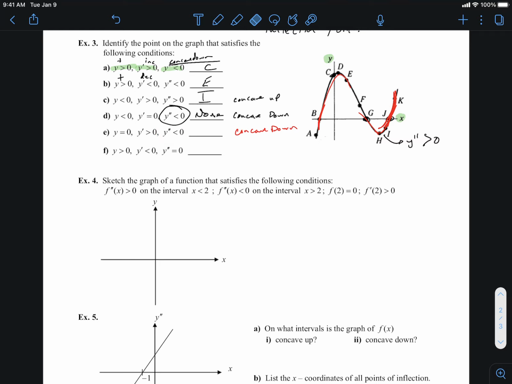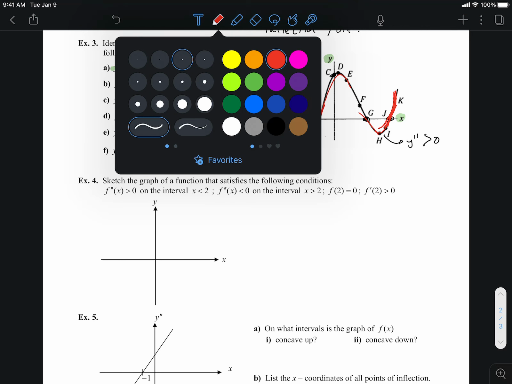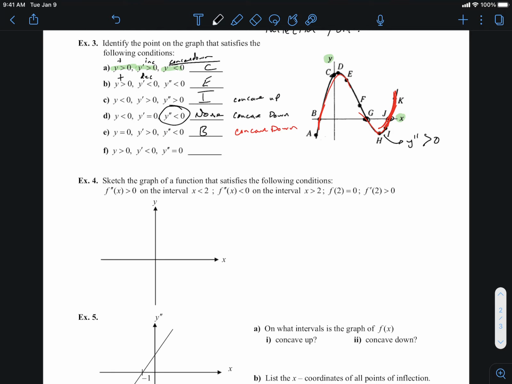So here, we're looking for concave down. Well, point B is concave down. And the last one: positive y values decreasing, and the second derivative is equal to 0. Well, this means we have a turning point, or point of inflection.